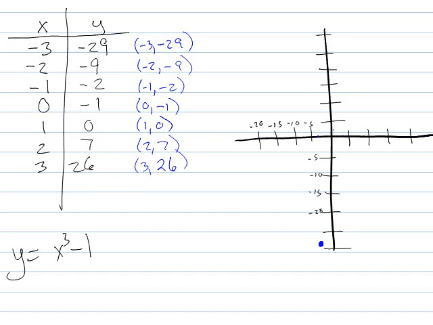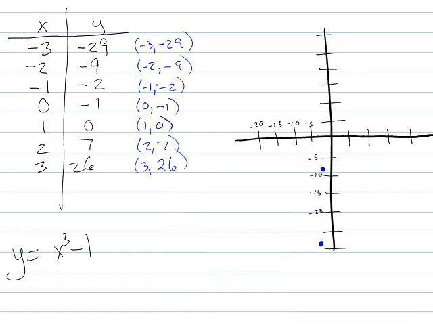Okay, so we got -2, -9. -2 is about here, -9 is about here. Why are you doing that to me all the time? -2, -9.